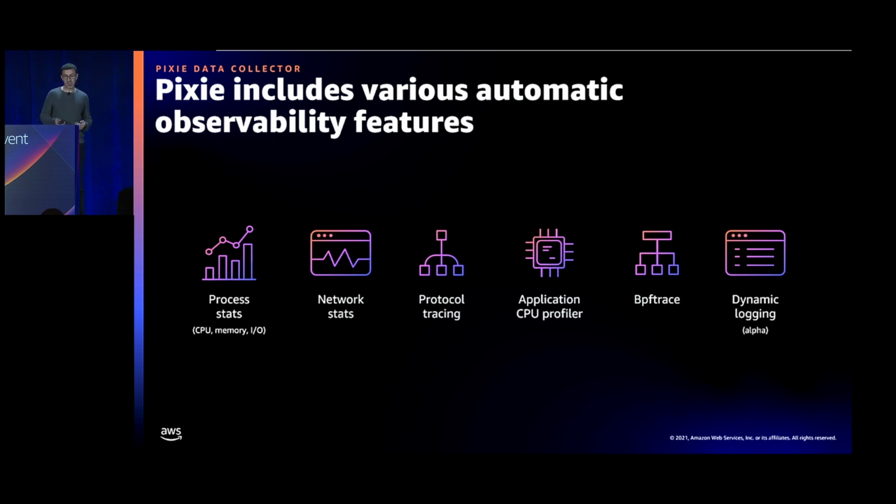We have stuff for network stats. We have a data source for protocol tracing. We have a data source that's driving the application CPU profiles. And then we have other more advanced BPF features, one called BPF Trace, which has an integration with a community project, which is called BPF Trace. And another feature that's alpha right now that we'll advertise more later, but that does dynamic logging. And so we have this extensible architecture where we can plug in these different eBPF sources to collect the data and then feed it into the Pixie framework, and then, again, drives all of the cool stuff that Natalie showed.